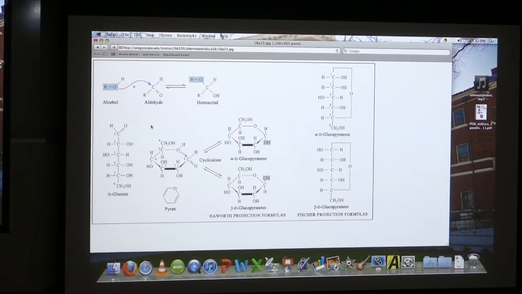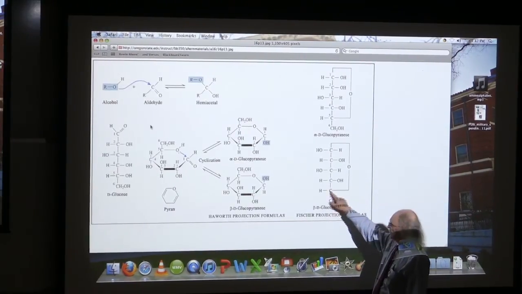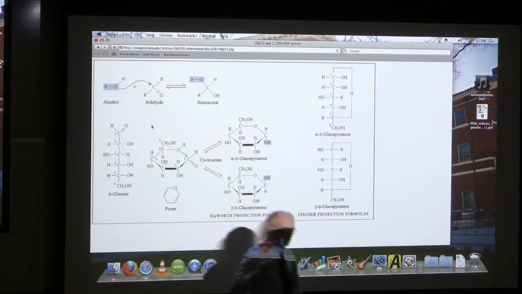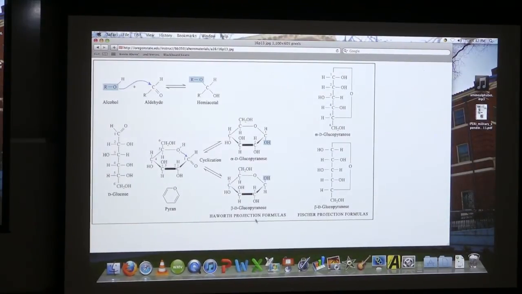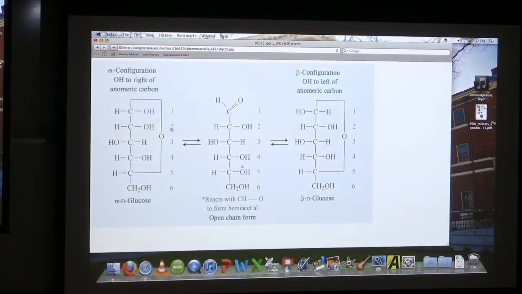Is it anomer? A-N-O-M-E-R, yes. Anomers. Okay. By the way, your book calls this a different name. I don't use that designation for this. Okay. Over here. Glucose. There we go.